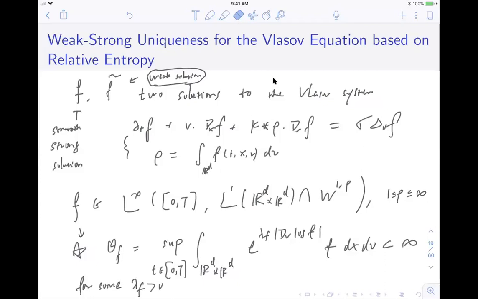So last time we stopped at the Weierstrass uniqueness for the Vlasov equation, the Vlasov system, based on relative entropy. This is our starting point for the relative entropy method for the mean field limit problem. I don't want to spend a lot of time on this since this is already the fourth lecture, and we need to talk about the two new methods later, maybe next week. But I will try to finish the relative entropy method in today's lecture.